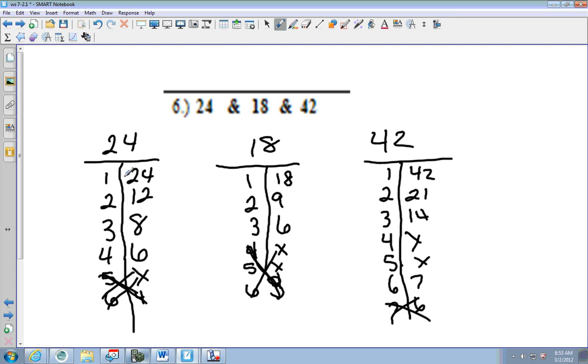What is the largest number here that goes into all of them? I'm looking right here in these columns. The largest number is 6. There's a 6, there's a 6, there's a 6. Your GCF is 6.